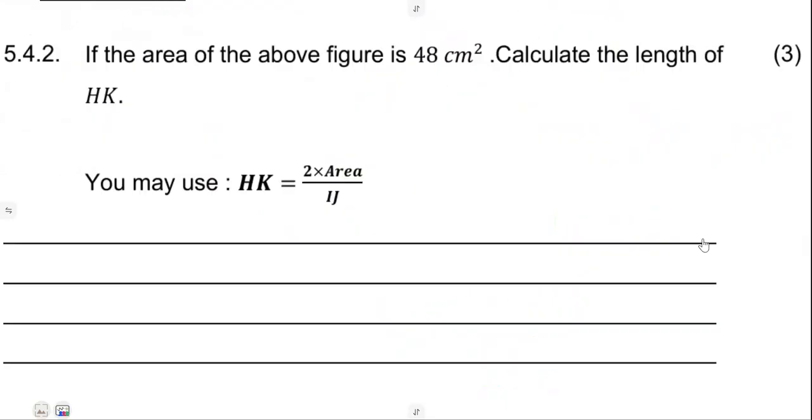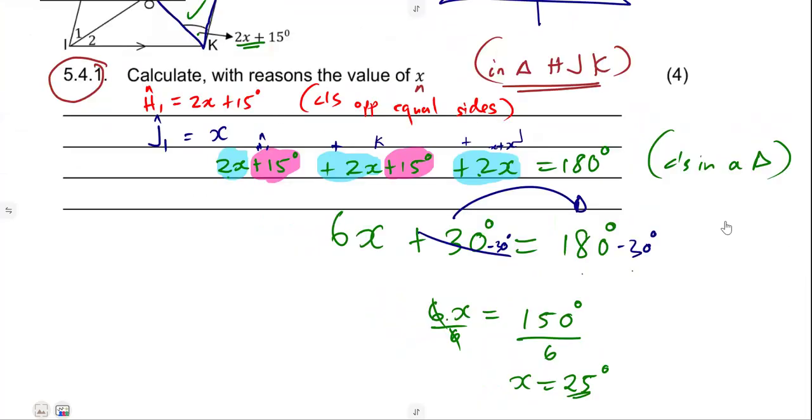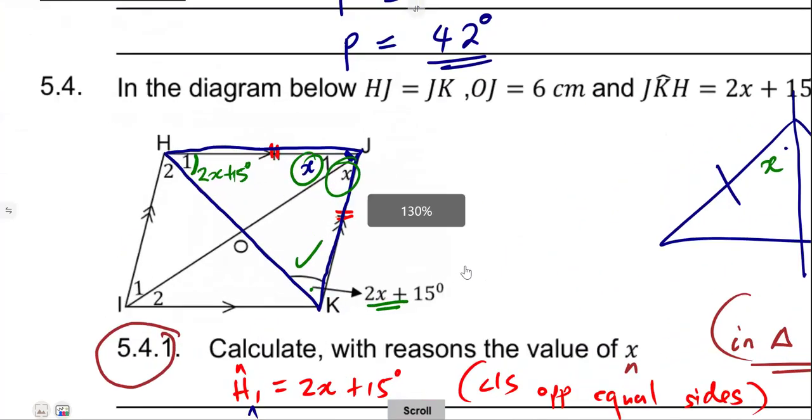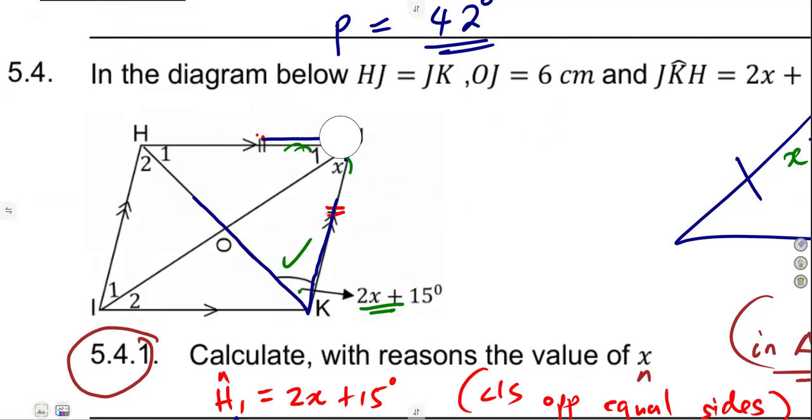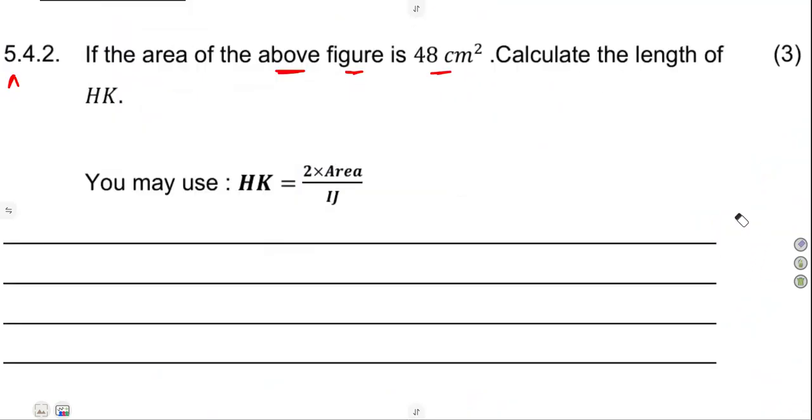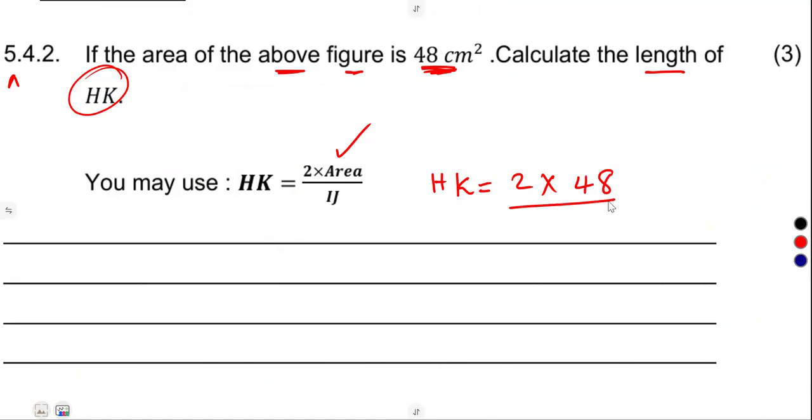All right, on another question, which is 5.42: if the area of the above figure is 45 square centimeters, calculate the length of HK. You may use this formula. HK is equal to what? 2 times the area, which we are given. What is our area? 48 over what?